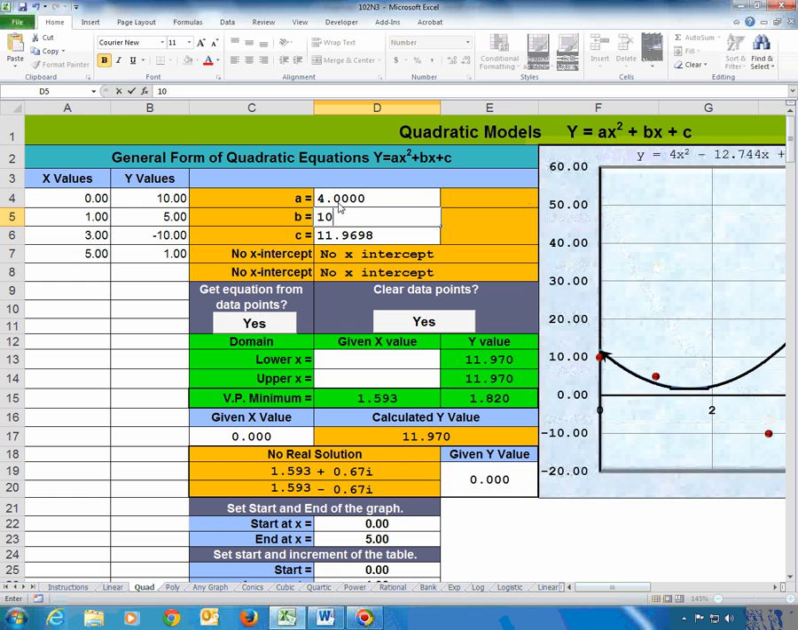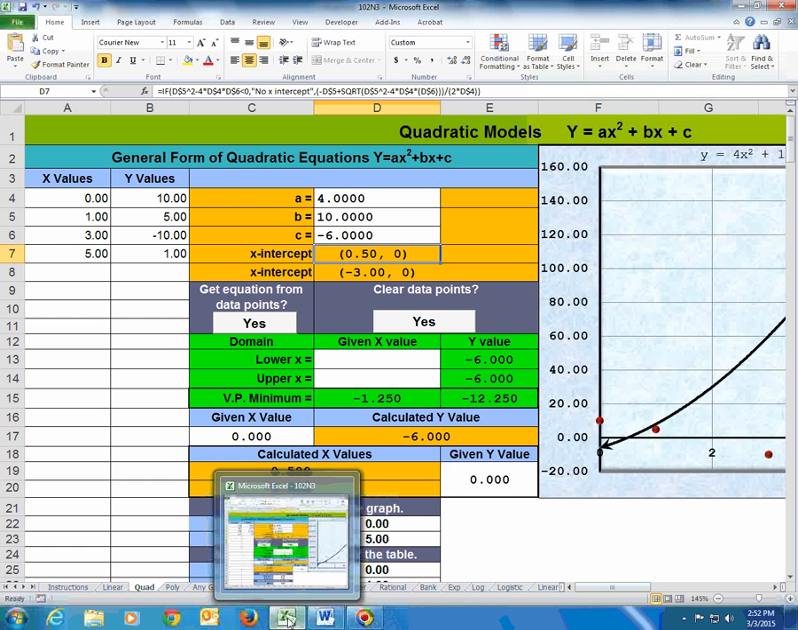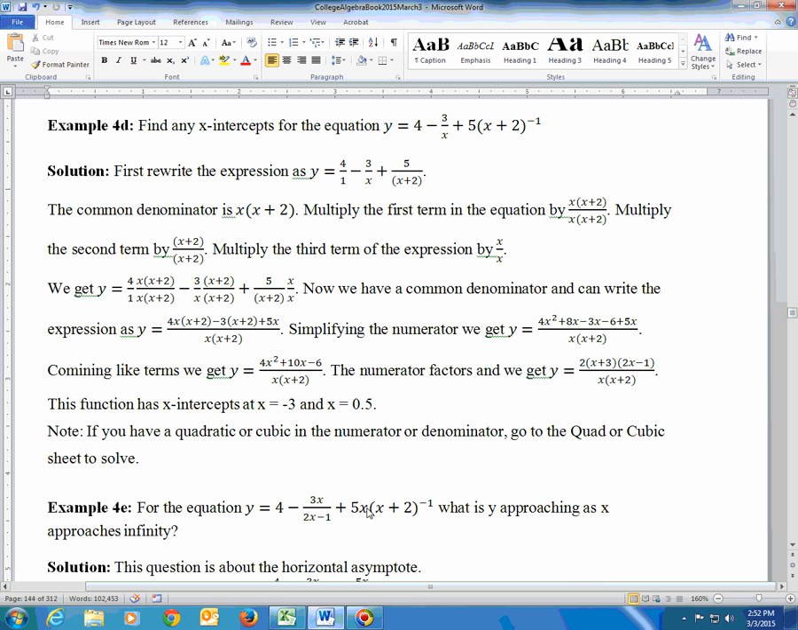4, 10, and -6. And what x-intercepts do I get here? 0.5 and -3. So they are your x-intercepts of -3 and 0.5. Now you got to make sure that they don't make the denominator equal 0. If they did, they would not be x-intercepts. So let's check it here. First of all, you can tell if these would make the denominator equal 0 because if they did, it would be the same factor top and bottom, which would cancel out. So we have no common factors here, so they don't cancel out.